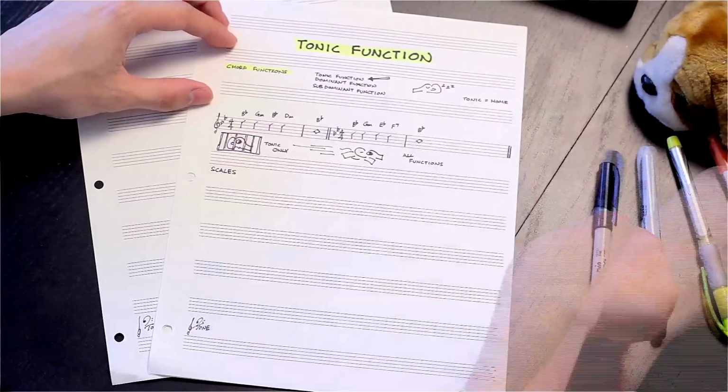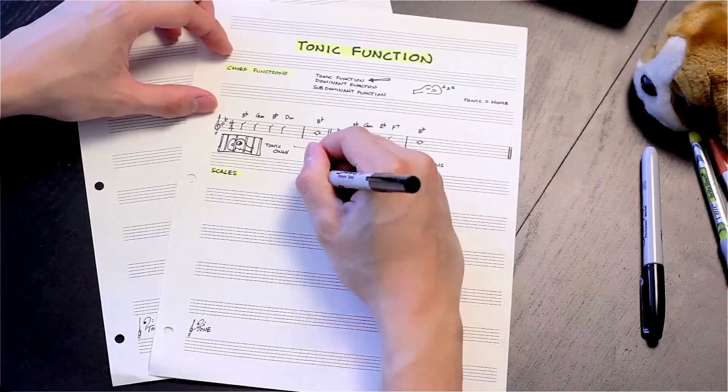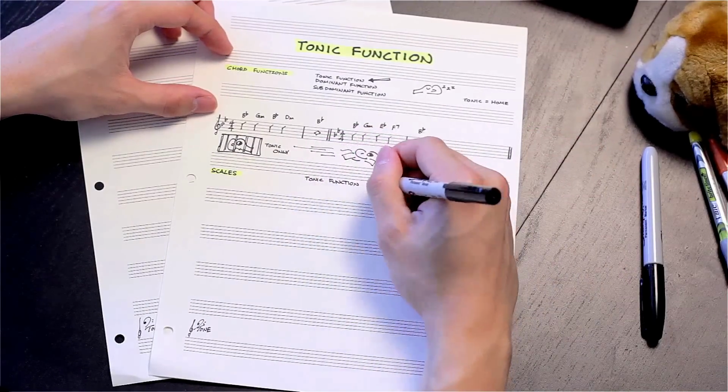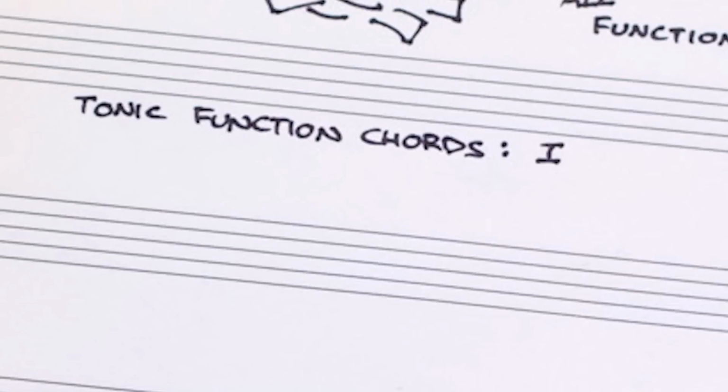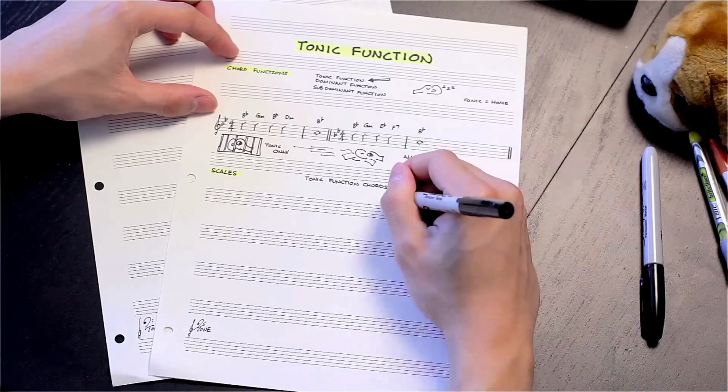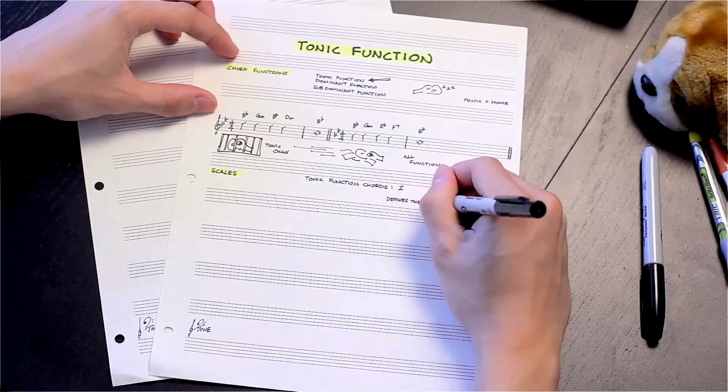Now, as you remember from the scales video, we use the word tonic to refer to the root of a key, so it shouldn't surprise you to learn that the prototypical tonic function chord is 1 major. This chord defines the key and is thus the strongest sense of rest within it.